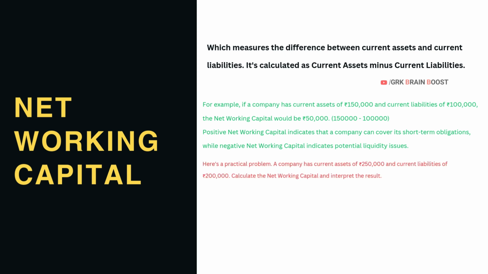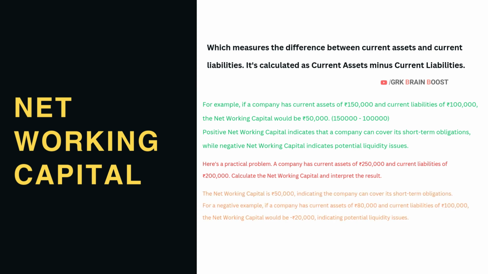Let's look at a practical example. A company has current assets of rupees 2,50,000 and current liabilities of 2 lakhs. Calculate the net working capital and interpret the results. The net working capital would be 50,000, indicating the company can cover its short-term obligations. For a negative example, if a company has current assets of rupees 80,000 and current liabilities of rupees 1 lakh, the net working capital would be minus 20,000, indicating potential issues.